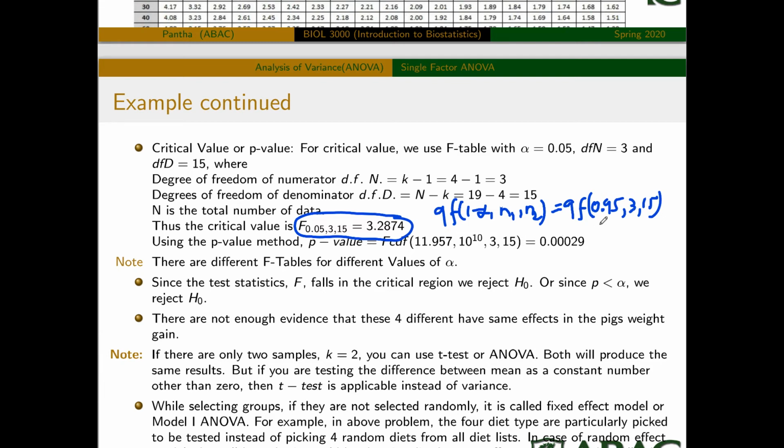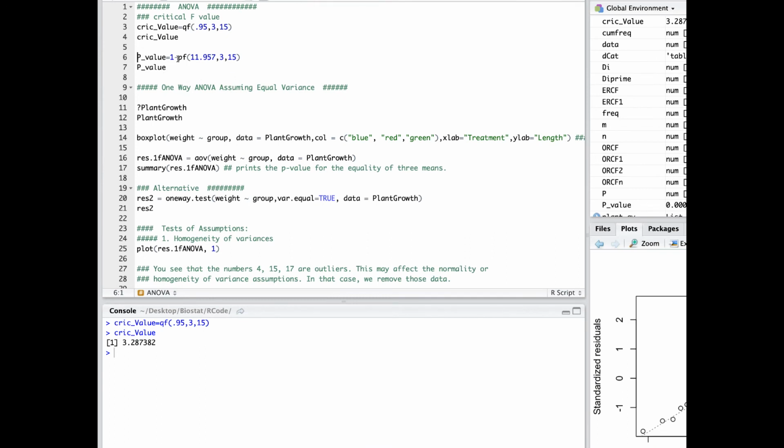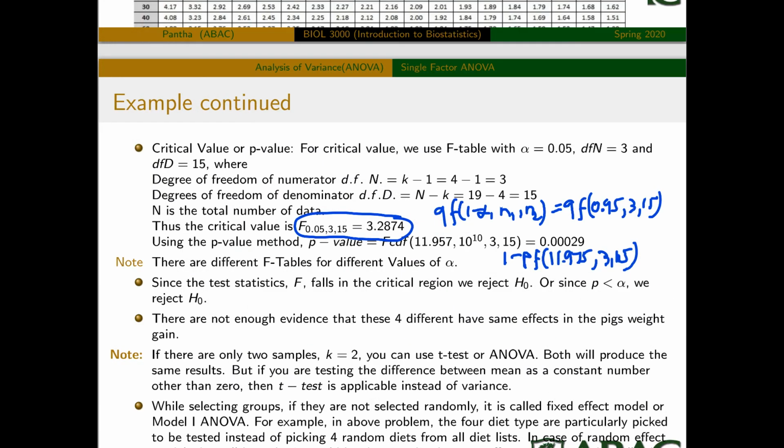But if you want to use R, do you remember how we do it using R? We did 1 minus pf, and then 11.957, and then 3 and then 15. If you do that, R must give you the same value. Let us try. So here we have the p-value as 1 minus pf of 11.957, 3 and 15. If I run this, that's what you get, 0.0002933.